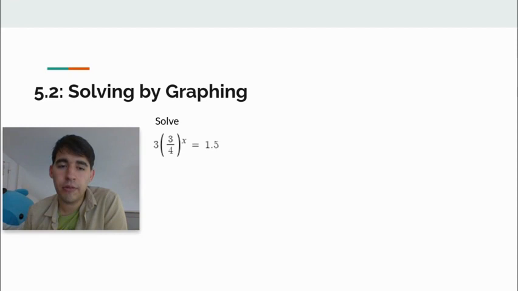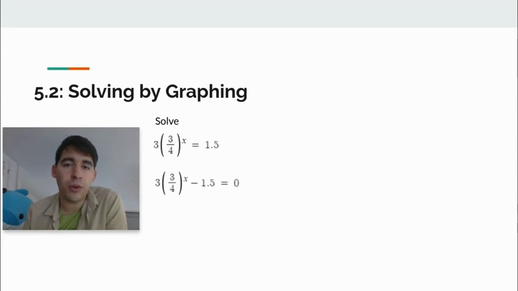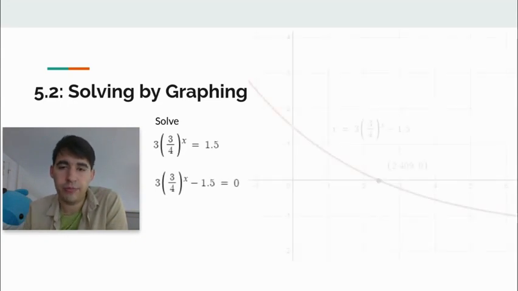Here is an equation: 3 times 3/4 to the x power equals 1.5. Now, this is not an easy equation to solve. As a matter of fact, we have not even learned the algebraic technique that we would need to solve an equation like this. However, we can solve this equation by graphing. If we first set the equation equal to 0 by subtracting 1.5 from both sides, then graph this equation.